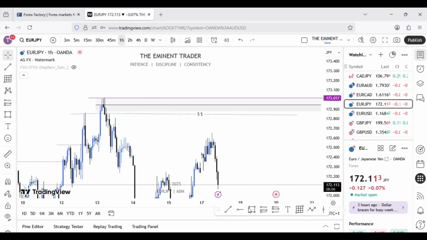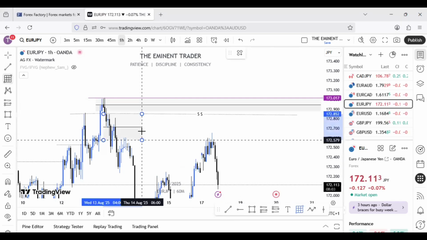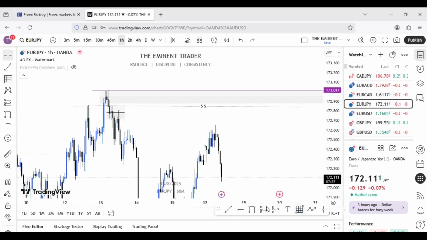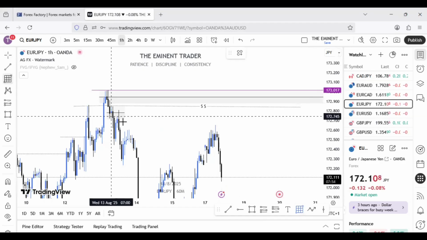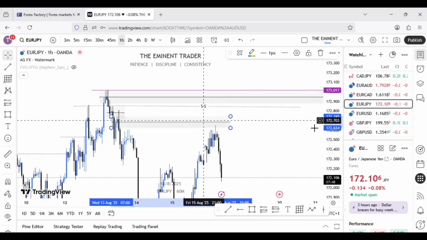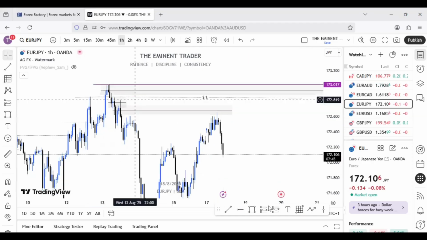You can clearly see this was mitigated. This one has been mitigated. Has been mitigated like this. This has also been mitigated. This is the other one. Has been mitigated. So this was what the market came for actually.